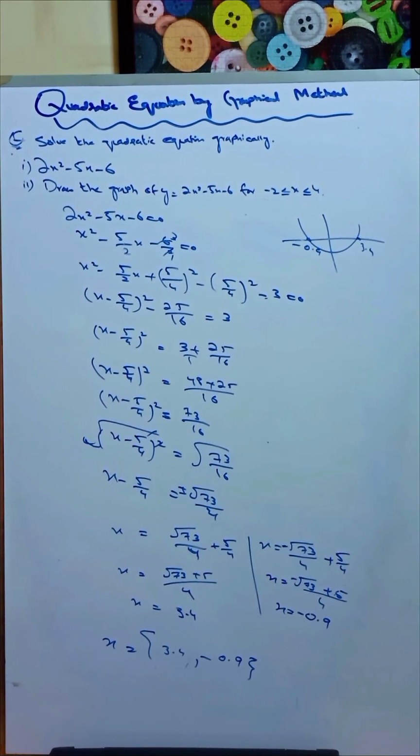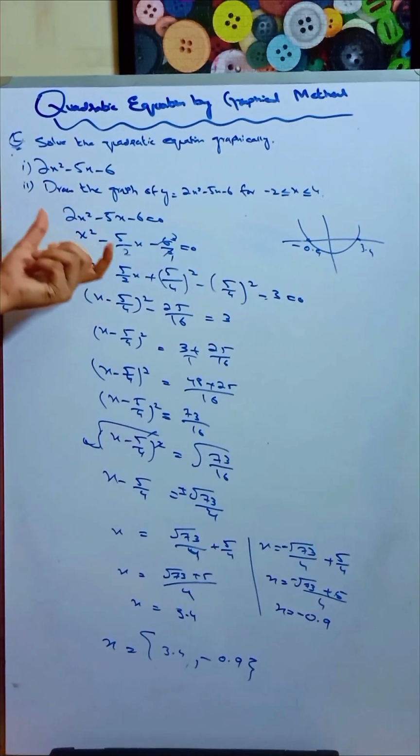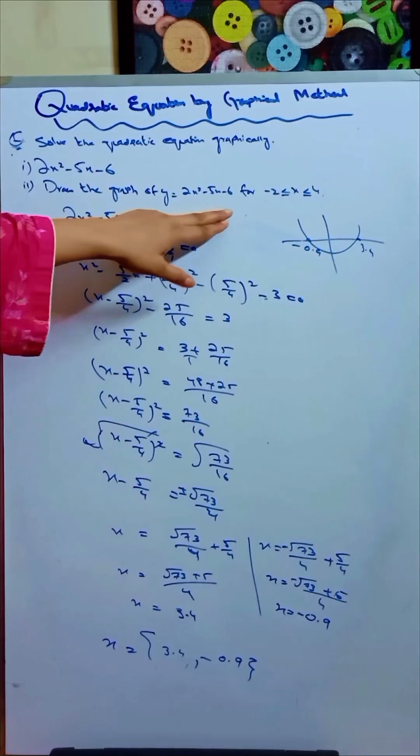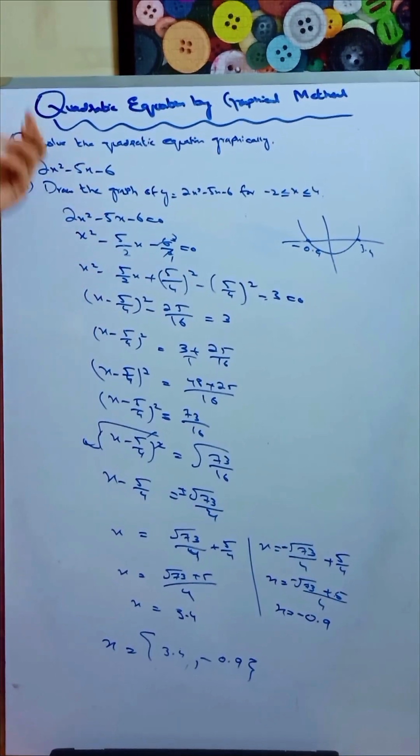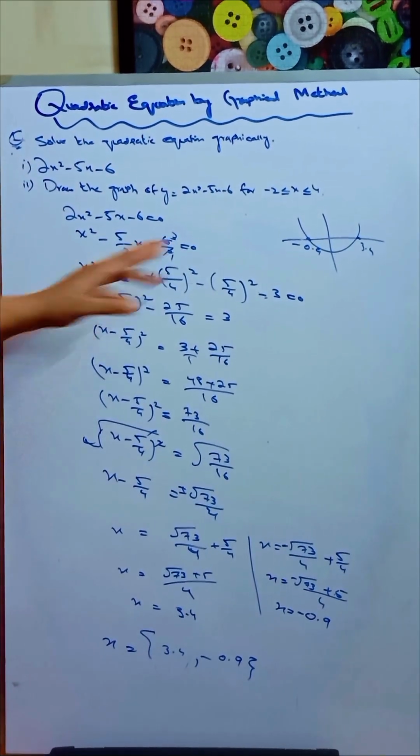Okay, now we do step number 2. Draw the graph of y equals 2x square minus 5x minus 6. Let us denote this equation by y. So now we need the graph to represent this, like that.